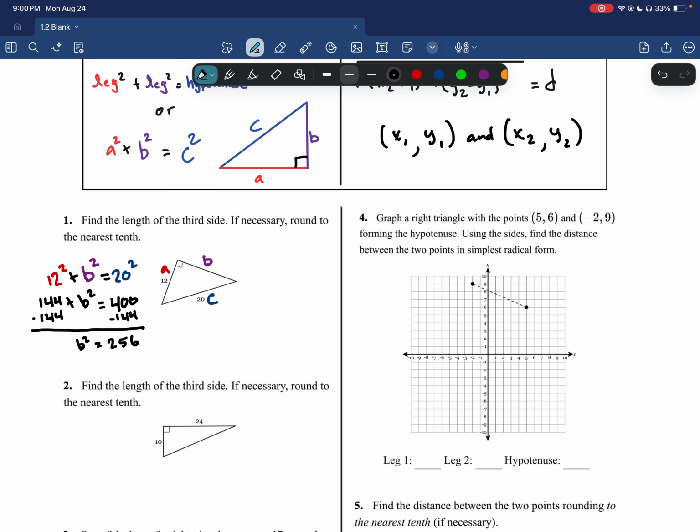And then lastly, I'm solving for B, trying to get it all by itself. It's squared right now, so I'm going to square root both sides. So I take the square root here and the square root there. I get B is equal to 16.